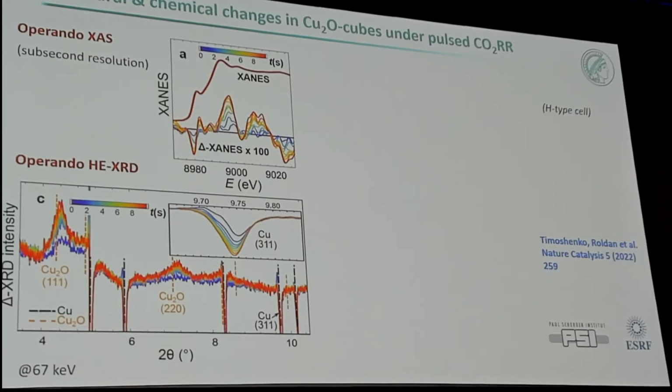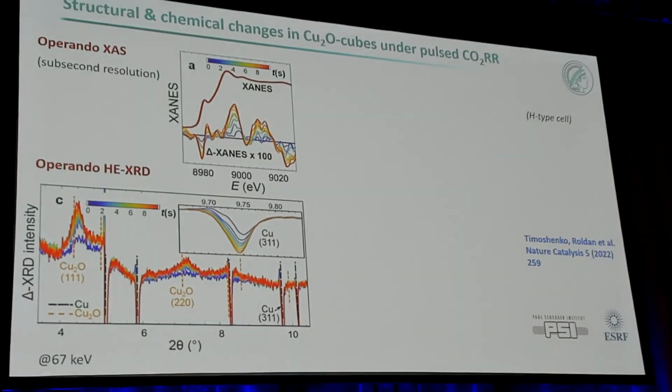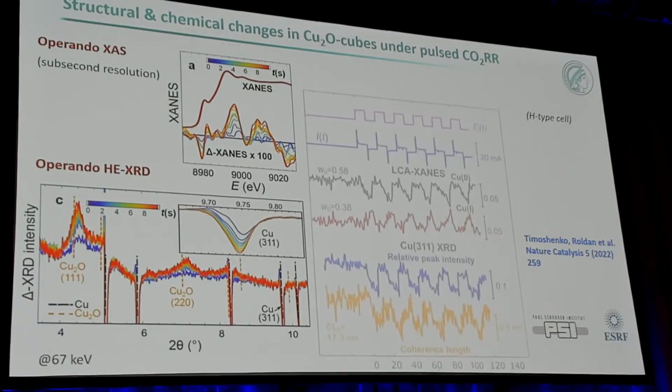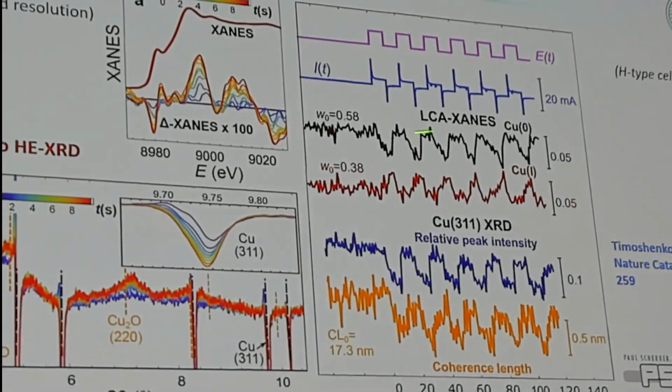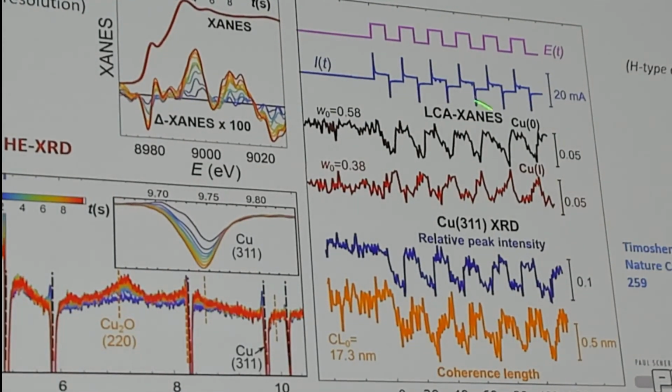With XRD, I get information about the ordered phases. With XAS, I get information about anything, so ordered and disordered phases. And the two of them together allow me to follow my catalyst under these dynamic conditions with sub-second resolution. So you can see here, I'm applying these pulses. I see how the current is changing. I can record how my metallic copper component is changing following the pulses.